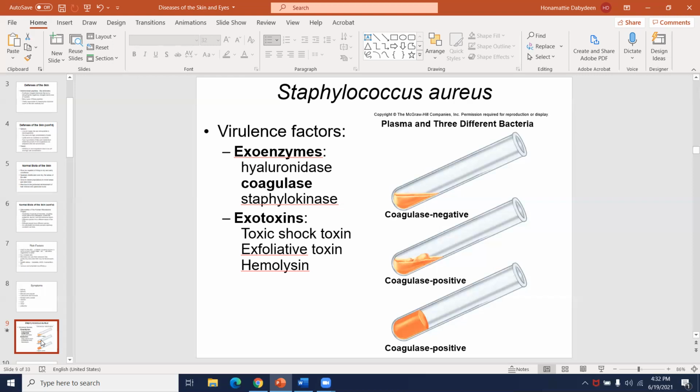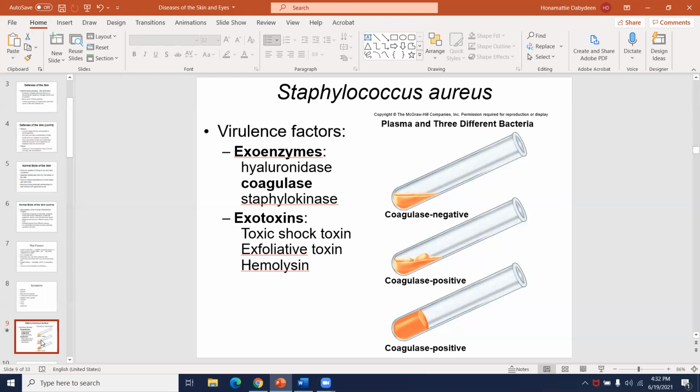Coagulase forms a clot. Now, how is that good for the organism? Remember, anything that's good for the organism is bad for us. How is that good for the organism? Well, when the organism forms a clot around itself, it's almost like a protective mechanism. Remember when we talked about capsules, we said capsules forming around the organism will increase the pathogenicity of that organism. And it is true.